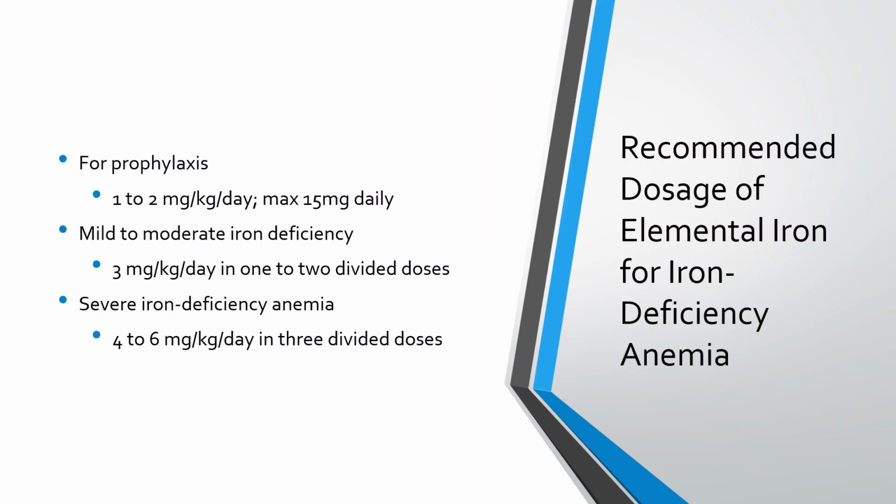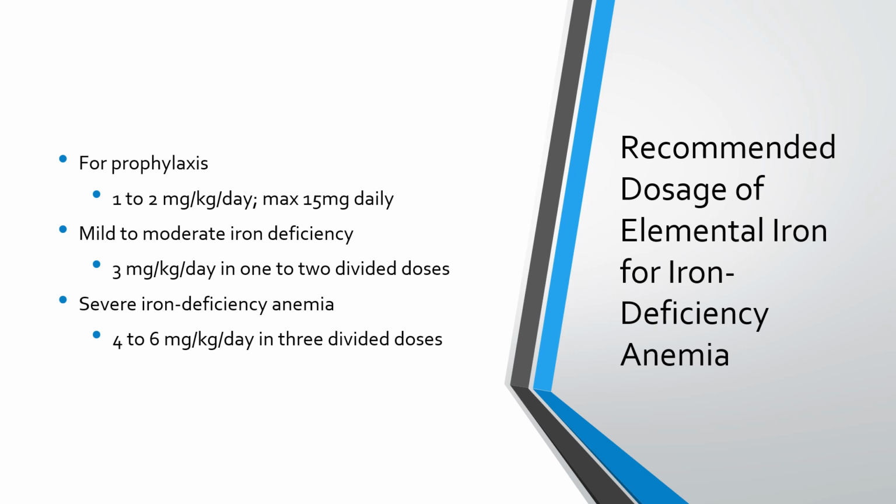As far as recommended dosage for elemental iron, for prophylaxis you can see it's 1 to 2 mg per kg per day. For mild to moderate, we're going to bump that to 3 milligrams per kilo, and we're going to usually divide that into a couple of doses. And then if we have severe iron deficiency, 4 to 6 milligrams per kilo per day, divided again into 3 divided doses.